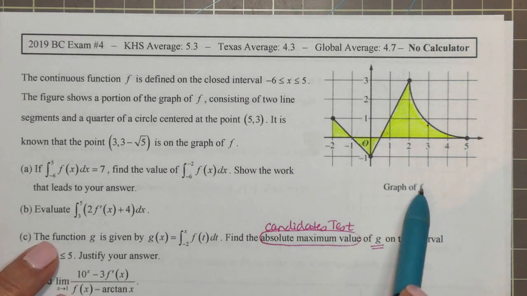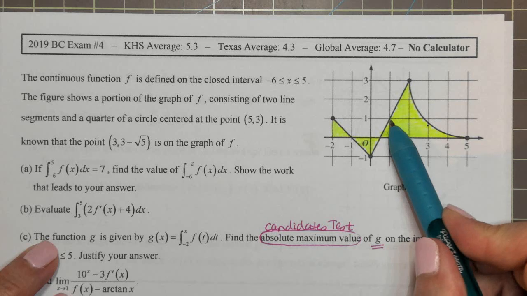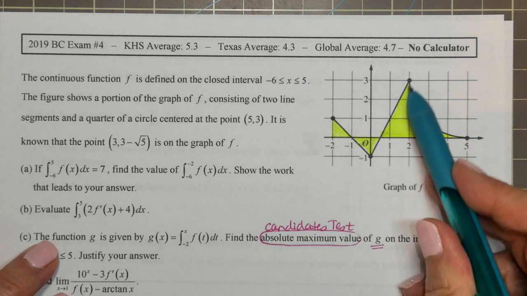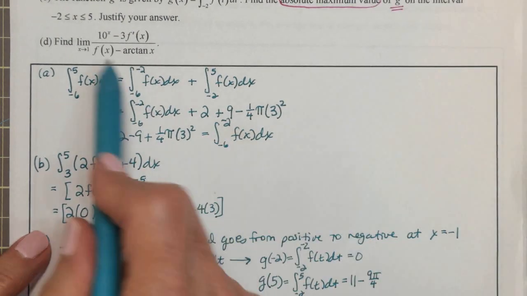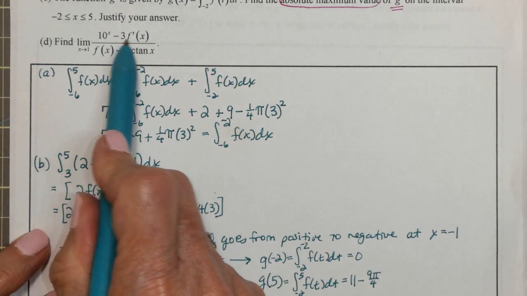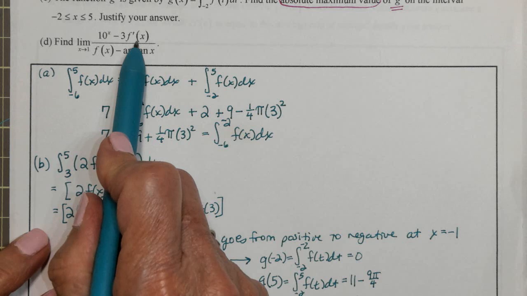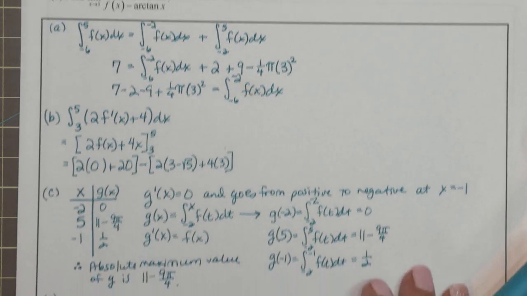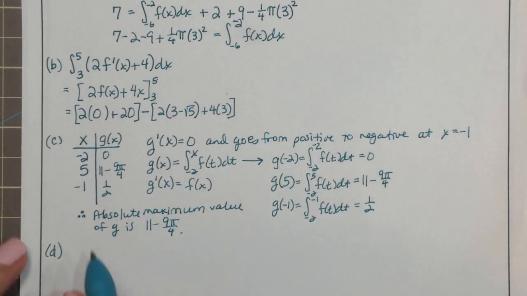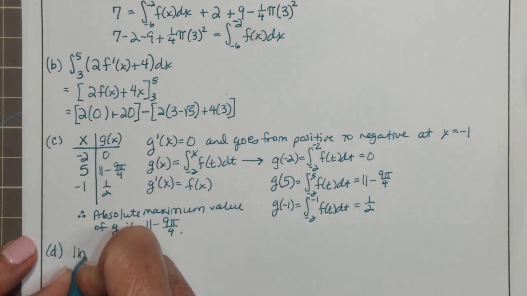F prime of 1. Well, here's the graph of f. F prime of 1 would be this slope, which is 2, right? So I'm going to have 10 minus 3 times 2. That's not 0. So my assumption was that this would be L'Hopital's rule. But it's not L'Hopital's rule. We're going to be one and done here. All we have to do is plug in that value.